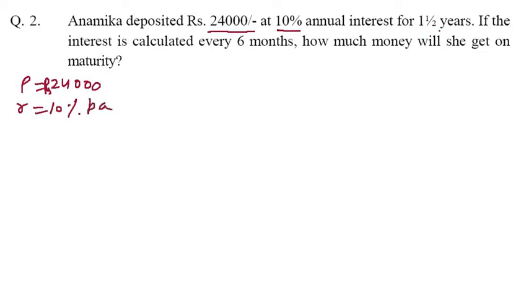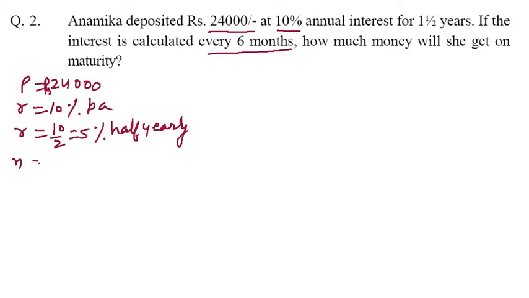Interest for 1.5 years, if the interest is compounded every 6 months. That is half yearly. So you have to divide by 2. So 10 divided by 2 is equal to 5% half yearly. It is the R. Now the time period, that is the N. N is given as 1.5 years.